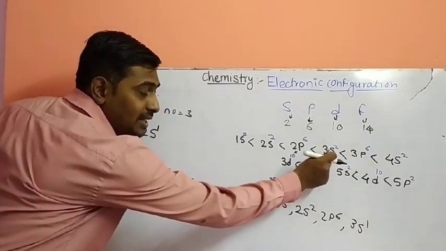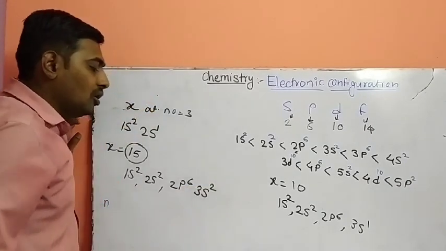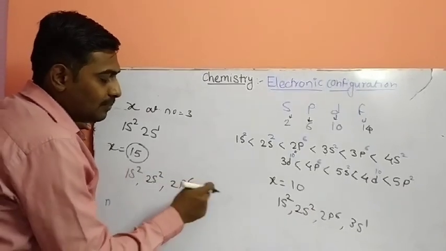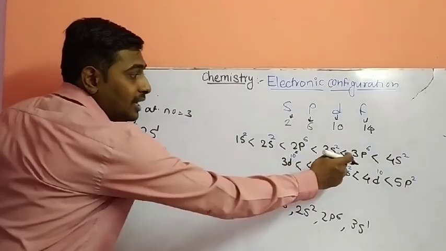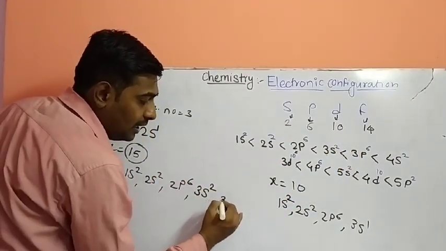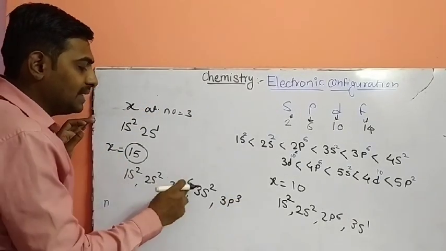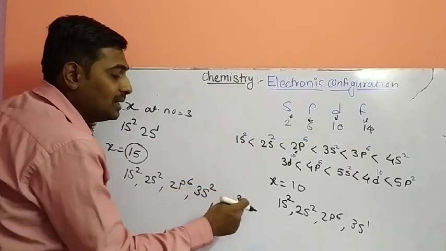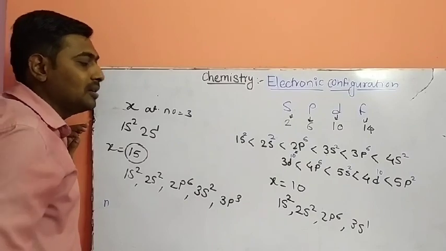So the next orbit is which? 3s orbit, 3s2. 12 electrons we have completed. 2, 2, 6, 10 plus 2, 12. So how many electrons remain? 3 electrons remain. Next orbit is which orbit? 3p orbit. 3p3. 2 plus 2 plus 6, 10 plus 2, 12 plus 3, 15. It means we have completed 15 electrons.